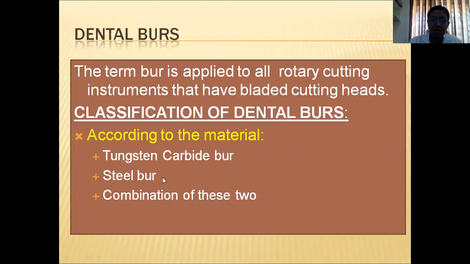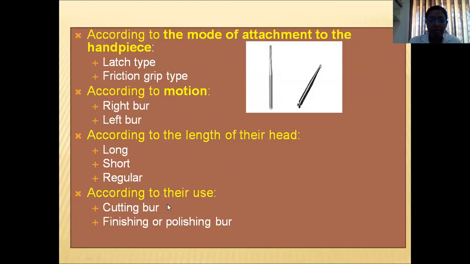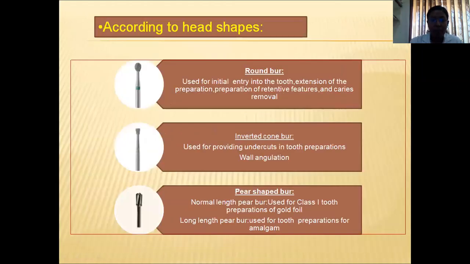It can be a steel burr, wherein the diamond abrasive particles are impregnated onto the steel shank, or it can be a combination of the above. Depending upon the mode of attachment to the handpiece, the burrs can be of latched type or friction grip type. Depending upon the direction of rotation, it can be a right burr or a left burr. Depending upon the length of the head, it can be short, long, or regular. Then according to the use, it can be a cutting burr or it can be used for finishing and polishing.